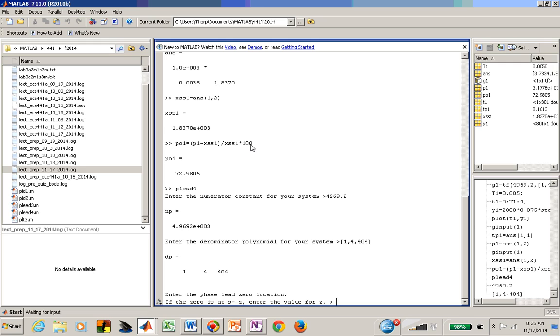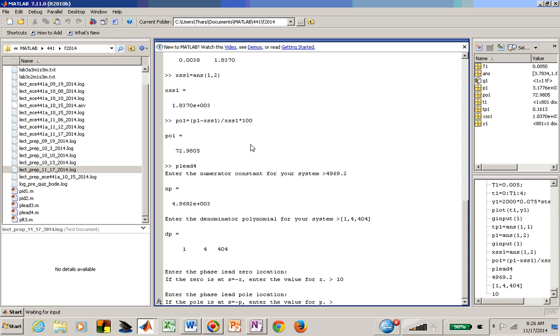Now I'm trying to build up my phase lead controller. It says if the zero is at s equal minus z, enter the value for z. It's wanting a positive number for z. So z equal 10 is what I said I was going to use, and that puts my zero at minus 10. I'm going to put in a 10. And now it says enter the phase lead pole location, and I said I wanted that at minus 30. So let me put, I hope this is where I wanted those to be. Now I want p equal to 30.